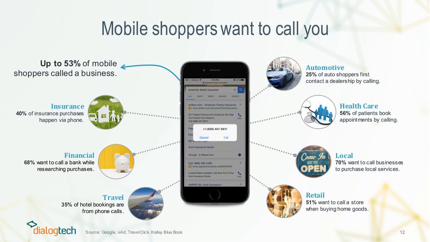And this is especially true for mobile shoppers. They want to call you. Over 50% have actually called a business. And this is happening across many industries. Take travelers. Over 1/3 have booked a hotel over the phone. And auto shoppers, what is the first thing 25% of auto shoppers do? They call a dealership. So smartphones and click-to-call technology are really making it easier for people to call our businesses.